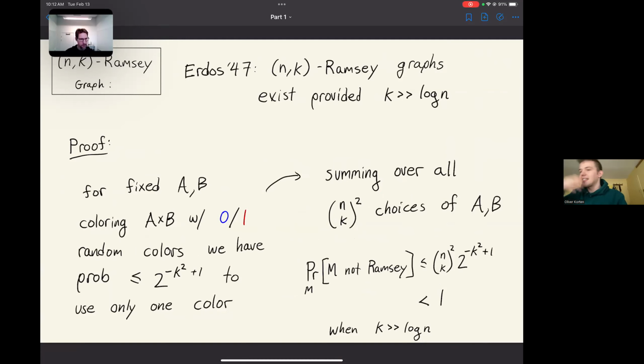So then I can say that the probability that this randomly chosen matrix does not have the property is at most this expression I wrote, which is the sum over all A and B. That's the n choose k squared, and then an extremely small probability of coloring all of A cross B, which is exponential in minus k squared. And just work out those parameters. You can show that this probability is going to be much less than 1, provided I choose k to be suitably large.